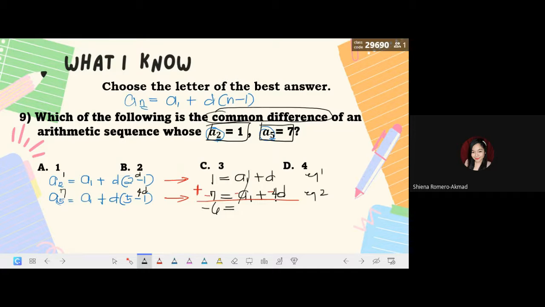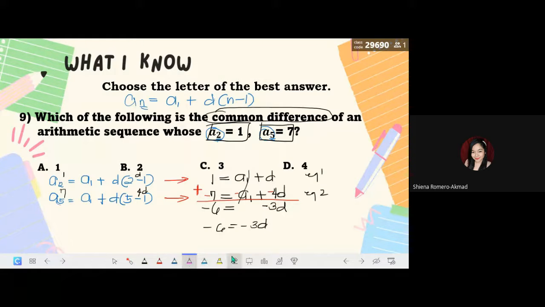How about D? D plus negative 4D is, or 1 minus 4. What is 1 minus 4? 3. Is it positive or negative? Negative 3D. Sabi nga ni Pion, negative 3, they correct. Okay, so ang meron na lang tayo is negative 6 equals negative 3D.